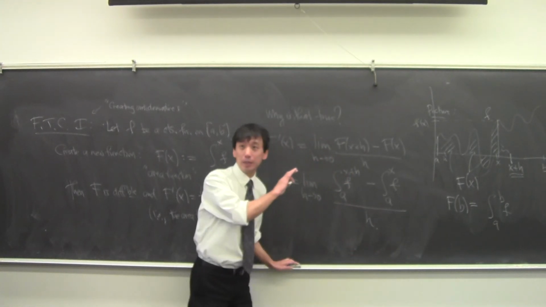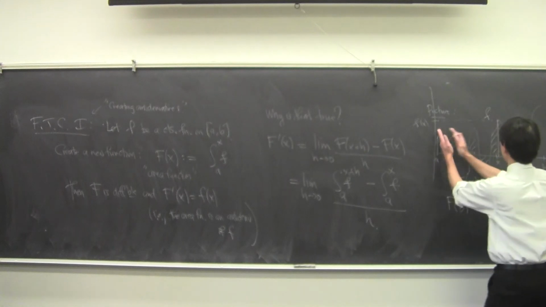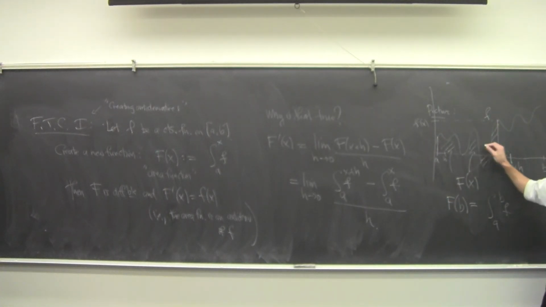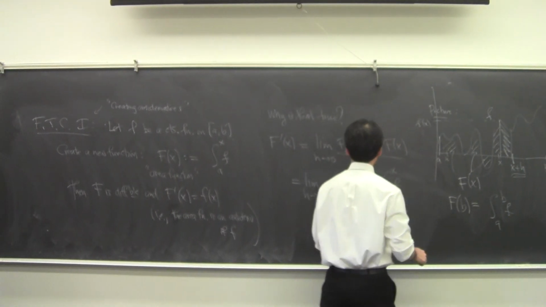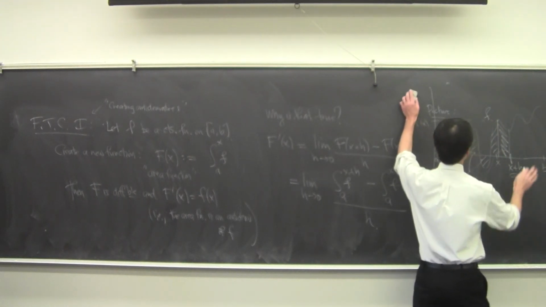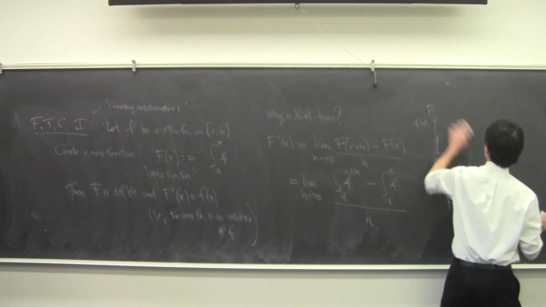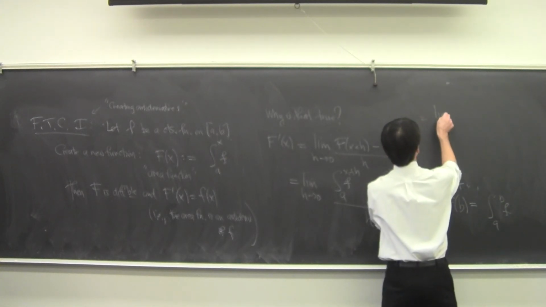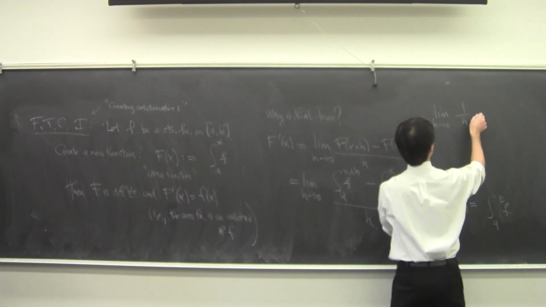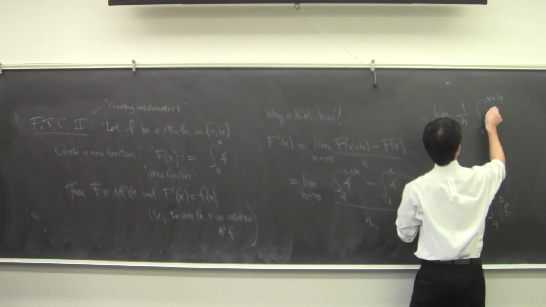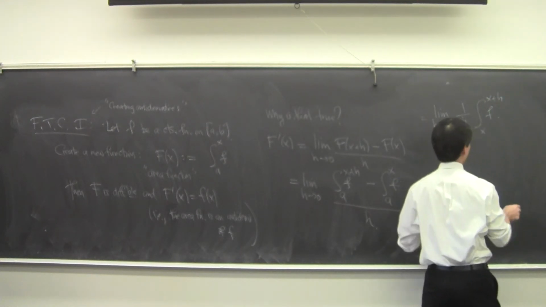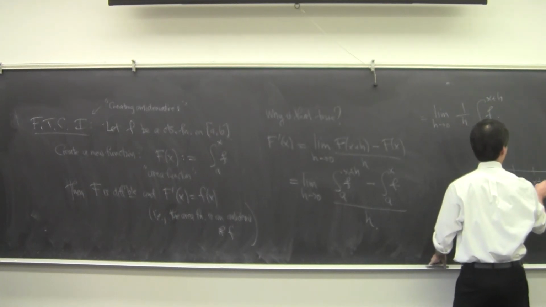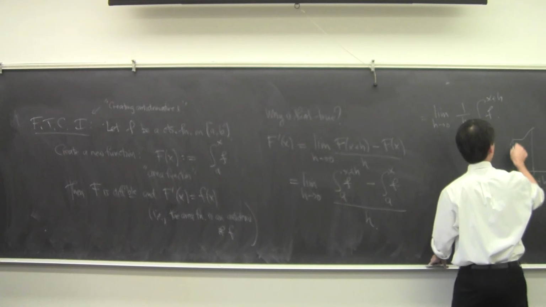So everybody see that? We take the integral from here to here, this area, and then we subtract off this area, and what we're left with is this thing here. This minus this is going to be this thing here. I'm going to erase this picture. Sorry. So we get the limit as h goes to 0 of 1 over h times the integral from x to x plus h of f. So you end up with this thing here.